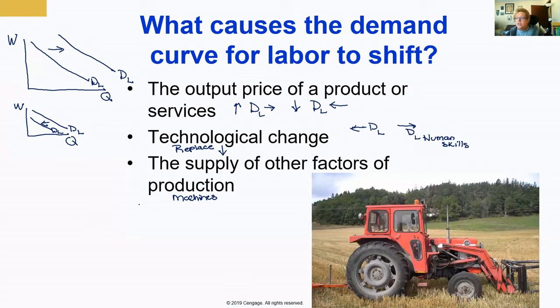Another one is the supply of the other factors of production. Again, very similar to what I've just talked about. If capital, meaning machines, increases, we don't need as much labor, so labor would decrease. So it can be a synergistic effort in terms of the technological change of increasing the human skills, or it could be a trade-off between one factor of production, capital or machinery, to replace another factor of production, labor.